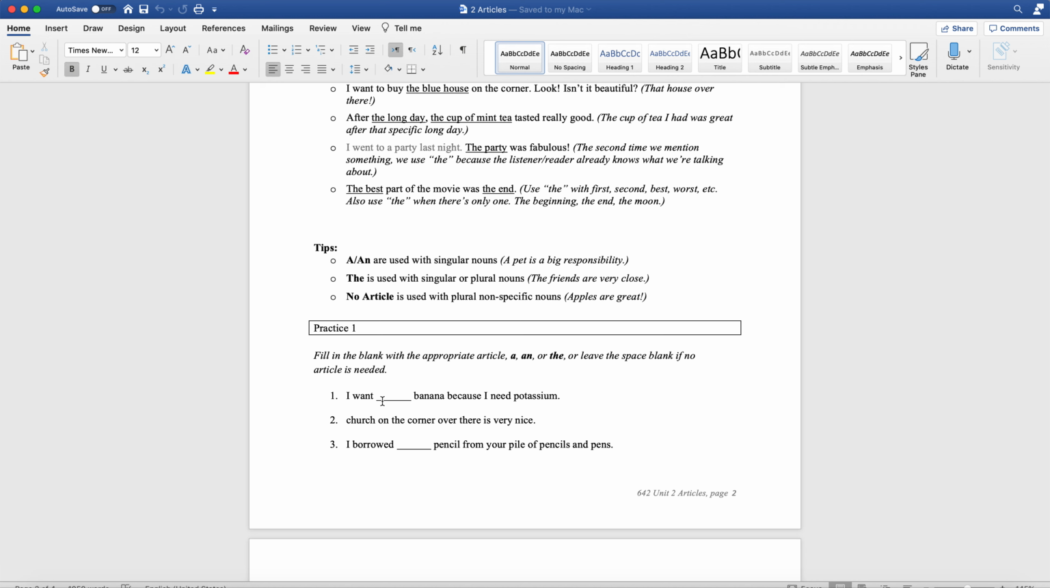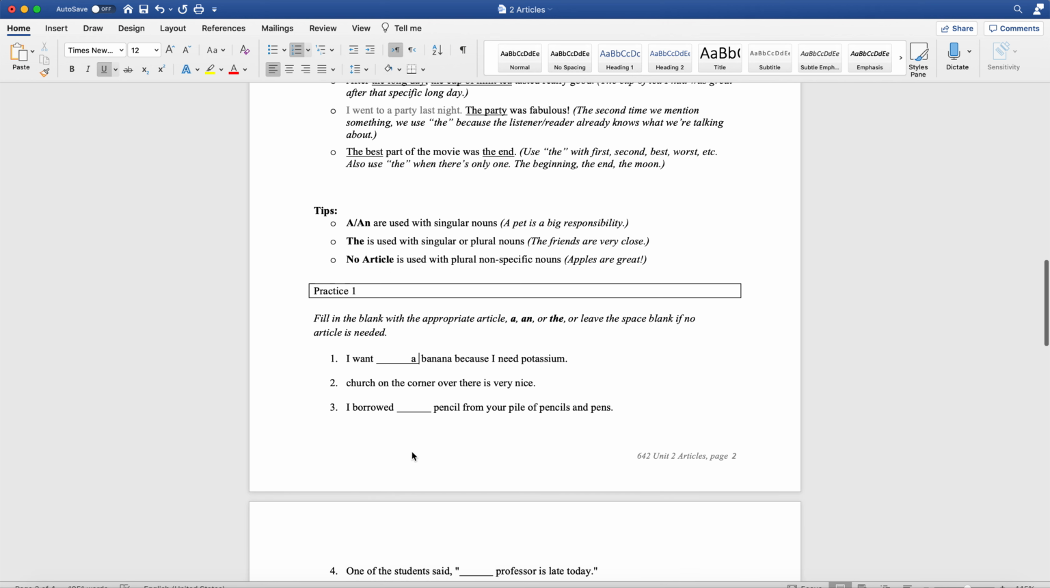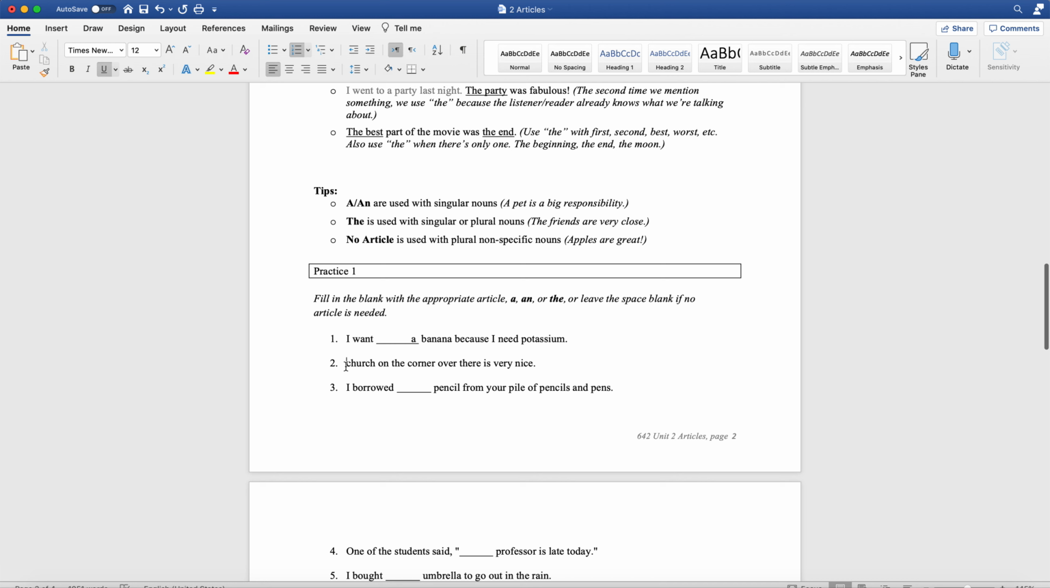For this practice, we have to fill in the blank with the appropriate article, a, an, or the, or leave the space if no article is needed. I want a banana because I need potassium. Is there a specific banana? No, so it's a banana. The church on the corner over there is very nice. This doesn't have a place, so we're going to put the church over here. This is where it's supposed to be, because we're talking about a specific church on the corner.